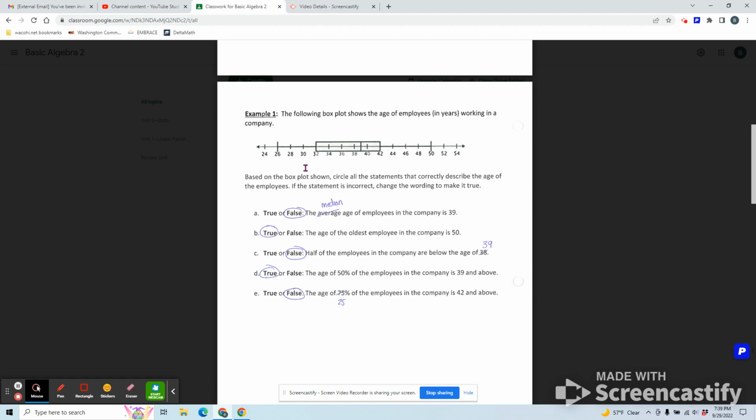So based on the box plot shown, circle the statements that correctly describe the age of the employees. So true or false. If it's false, we are fixing it. This says the average age of employees in the company is 39. Well, this middle number right here is not the average. We're talking about the median.